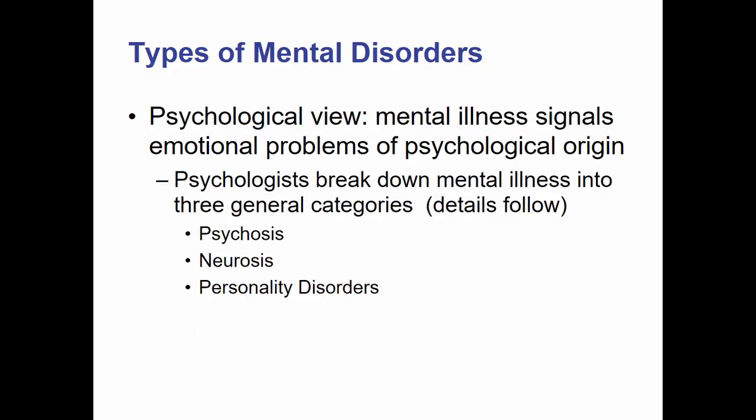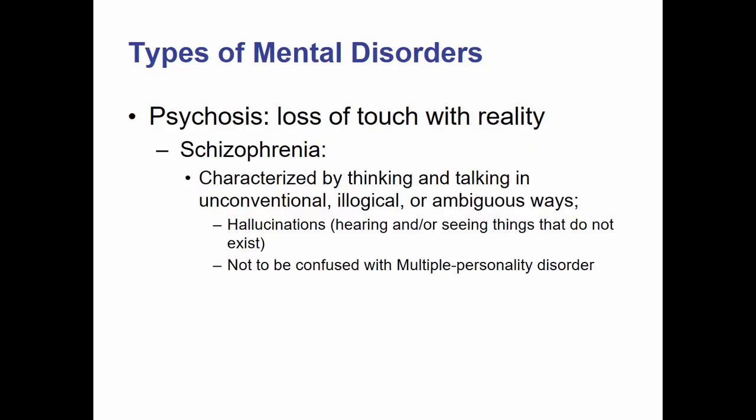There's also the psychological view that mental illness signals emotional problems of a psychological origin. Psychologists break down mental illness into three general categories, and I'll give more details on each of these: psychosis, neurosis, and personality disorders. A psychosis, and there are many different kinds of varying severity, is a loss of touch with reality.